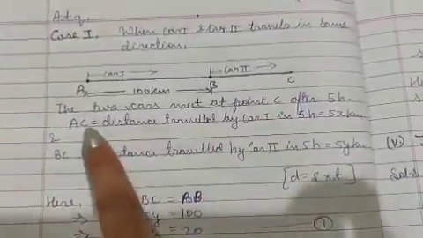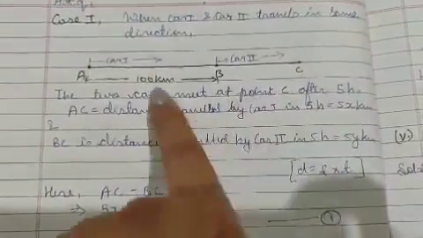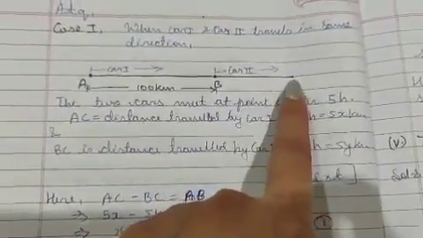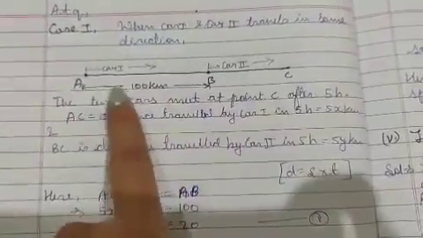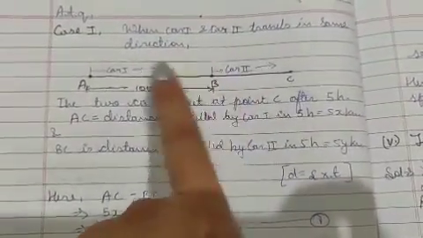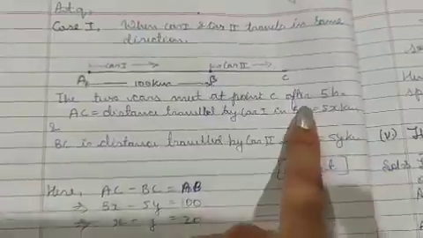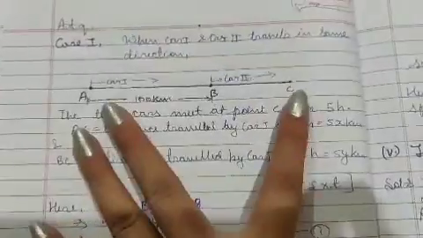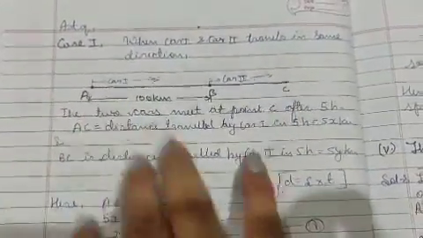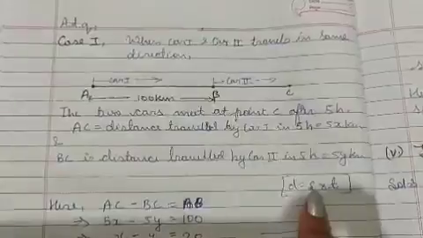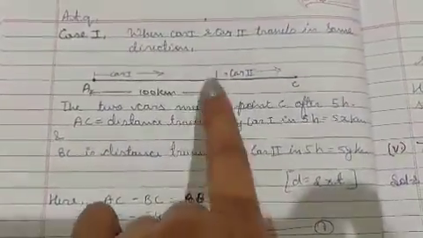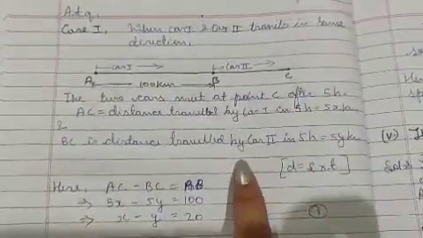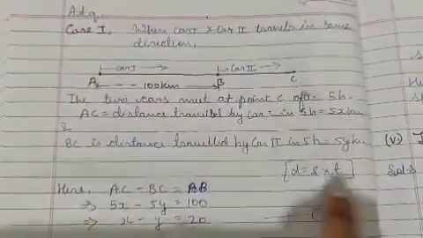C. The two cars meet at point C after 5 hours, and the time taken by the two cars to meet at point C is 5 hours. Means car 1 is also traveling for 5 hours and car 2 is also traveling for 5 hours. Now see, AC is the distance traveled by car 1, and distance traveled is given by speed into time. And BC will be the distance traveled by car 2. Distance is given by speed into time.